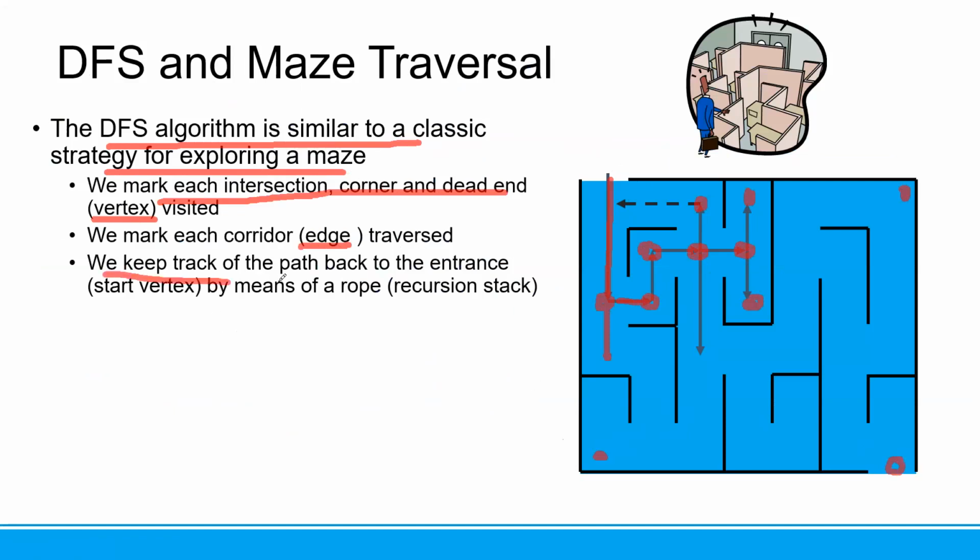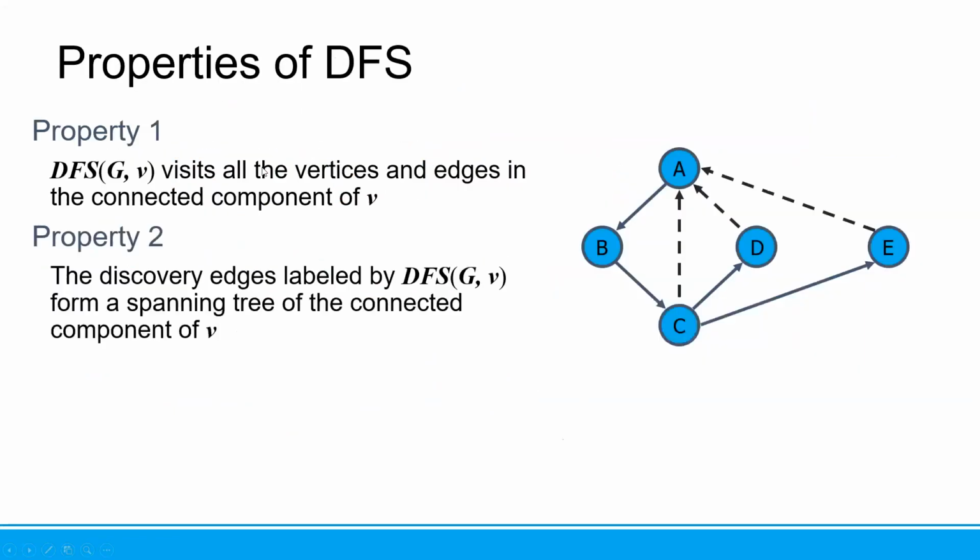So we keep track of the path back to the entrance, which is the start vertex, by means of a stack, or we call this recursion with a stack. So in the DFS, we visit all the vertices and the edges. As you know from the example, we visited all the edges and we visited all the vertices.